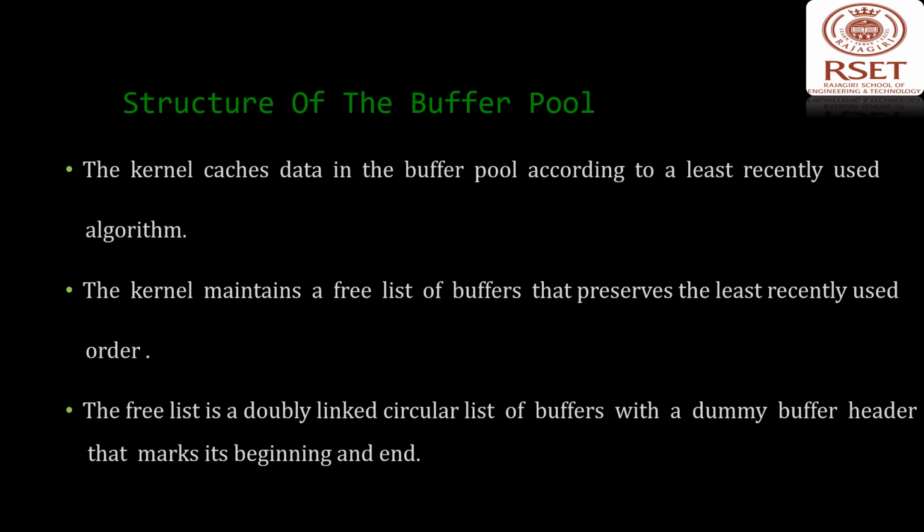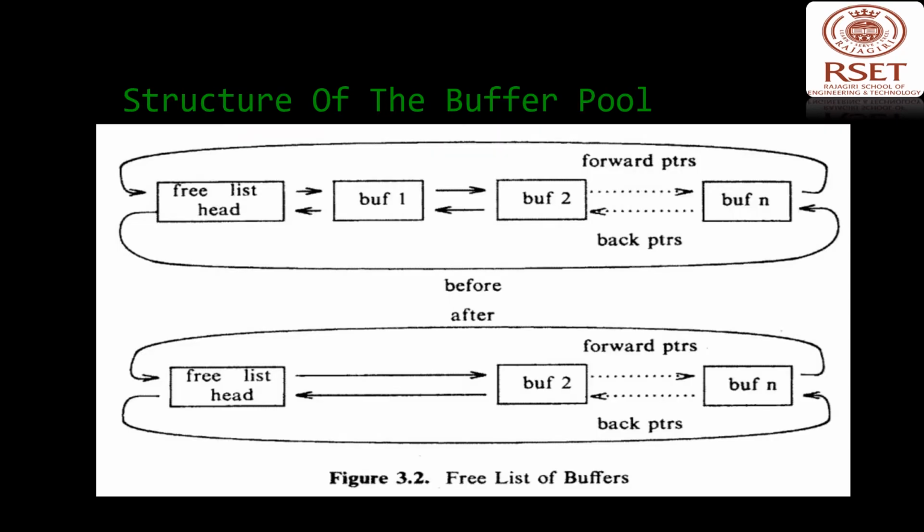Now let's discuss the structure of the buffer pool. The kernel caches data in the buffer pool according to the least recently used algorithm. Now, the kernel maintains a free list of buffers that preserves the least recently used order. The free list is a doubly linked circular list of buffers with a dummy buffer header which marks its beginning and end. This figure depicts what I've said now.